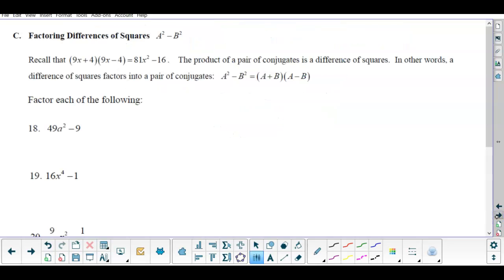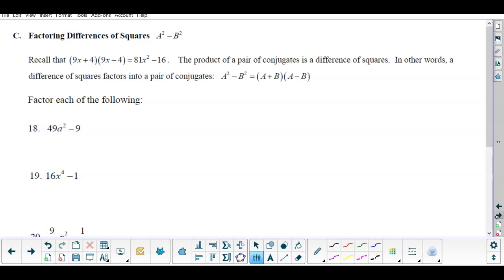Recall that if you're multiplying what we call conjugates together, so same terms, opposite signs, you only get 2 terms, and it's a difference of perfect squares. So the product of a pair of conjugates is a difference of squares. Vice versa, if we have a difference of squares, we can factor it into the conjugates.